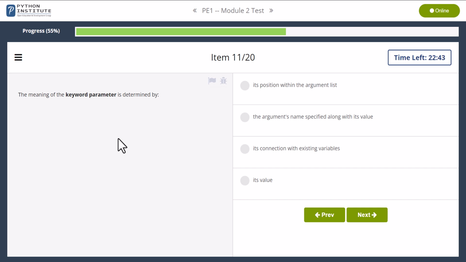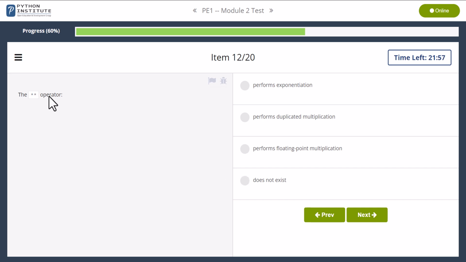The meaning of the keyword parameter is determined by its position within the argument list. So this is the argument list when we call a function, right? And there are positional parameters and keyword parameters possible. A keyword parameter doesn't derive its meaning from the position. These are exactly the positional parameters. The argument's name specified along with its value, and I believe this is the correct answer because the argument's name indicates which parameter it is, right? Its connection with existing variables, its value. So this is the correct answer here.